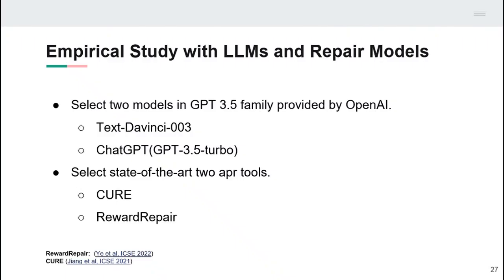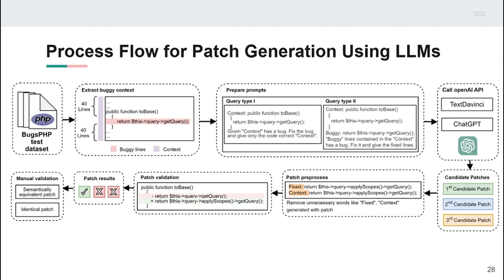Let's look at our empirical study. We use two large language models, which are text-davinci-003 and GPT-3.5 Turbo, the model behind ChatGPT. Also, two state-of-the-art repair tools, Recoder and RewardRepair. And let's look at the empirical study of large language models. This is the high-level diagram of patch generation with large language models.